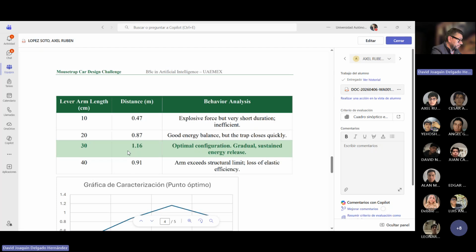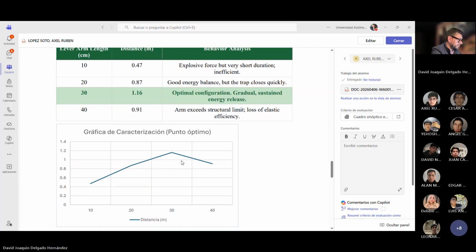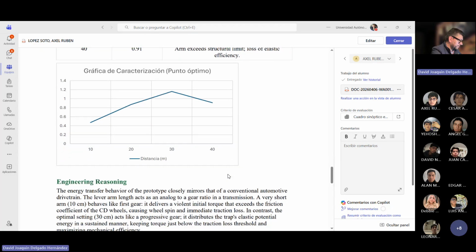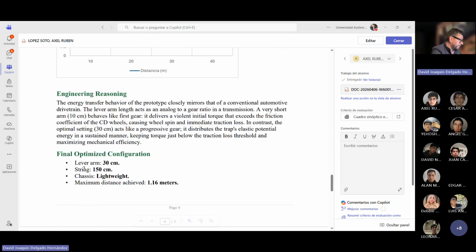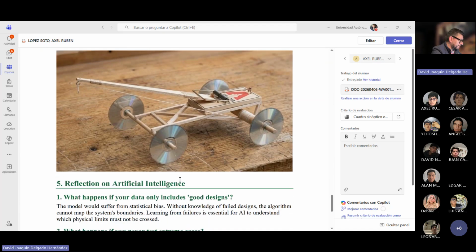Okay, and it was 1.16 meters, right? This is the maximum distance that you could get. Yes. Okay. Something very similar happened to what we saw in the lecture today in this graph. Sí, similar. Okay. So your final optimized configuration would be 30 centimeters in the lever arm, the string 150, and the lightweight chassis. And this is the maximum expected distance. Okay.